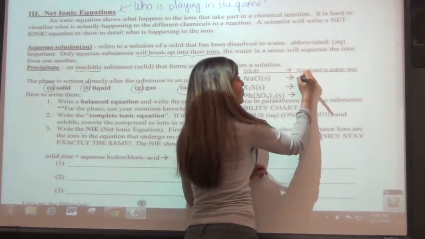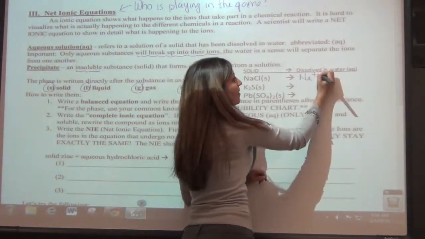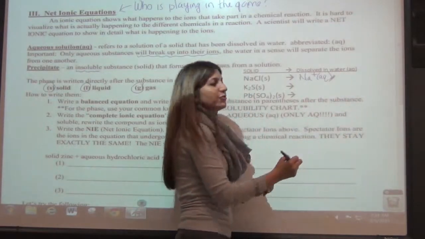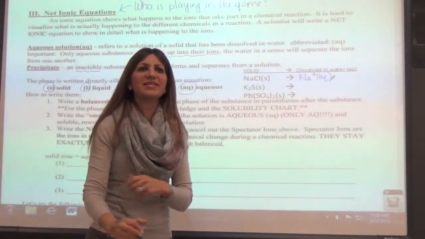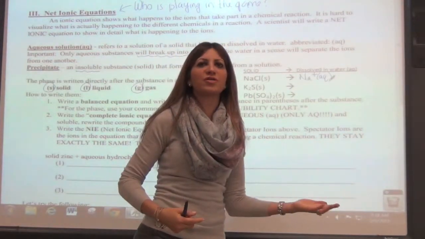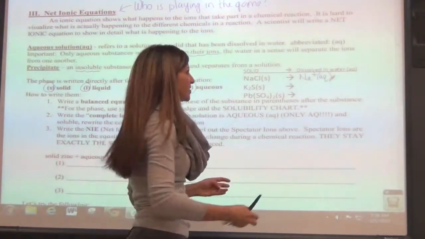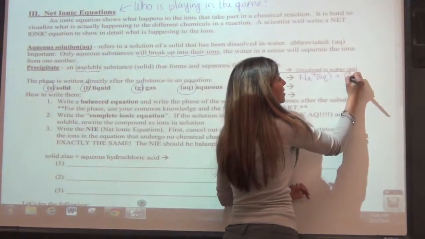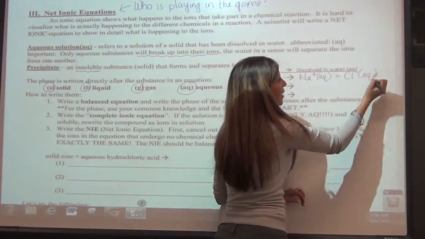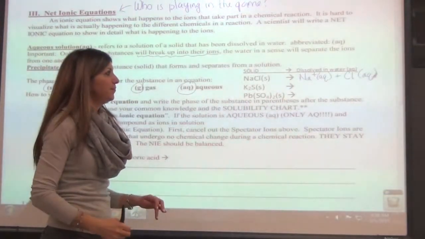Perfect. Sodium, so Na+. And then you could write an AQ after, you don't have to, by indicating that it's ionizing would tell you that you're dissolving it in water, okay? That's how you get it to ionize. Plus Cl-, and we're also going to write an AQ after that.